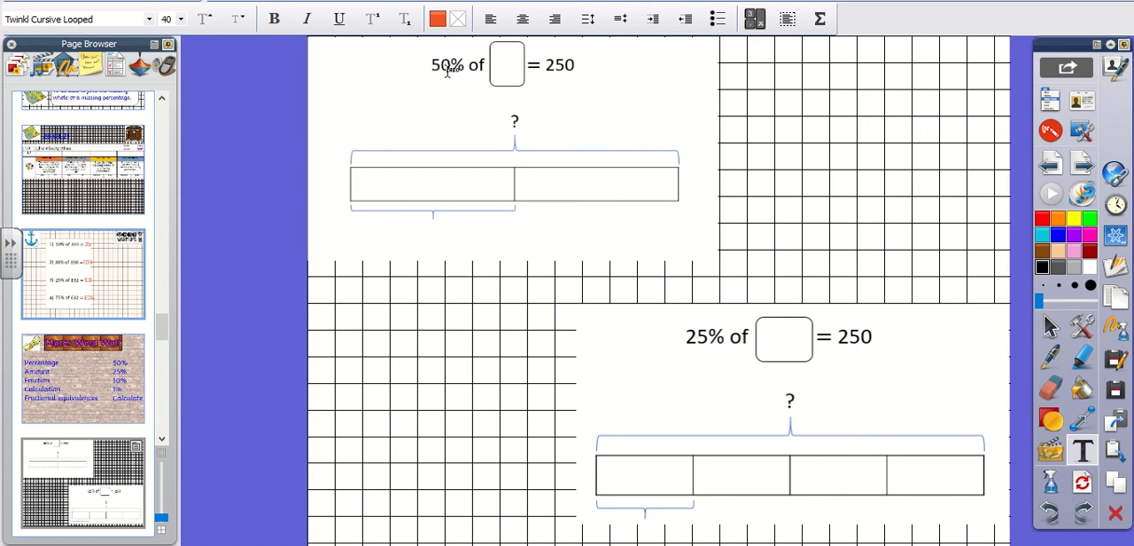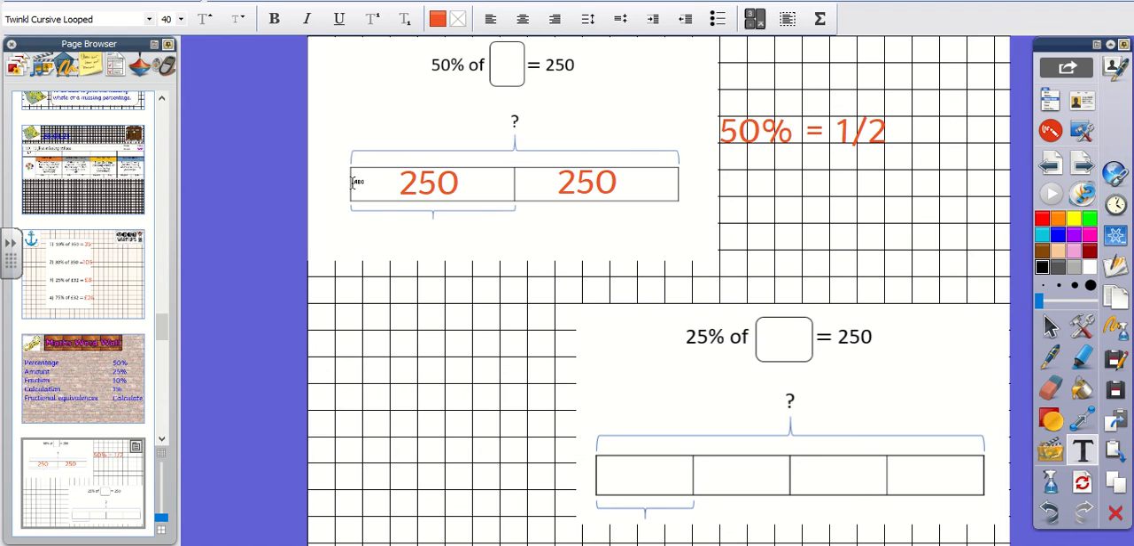So this question says 50% of something equals 250. This bar model here has been split into half, okay? Because we know that 50% equals a half. Now, it's given us that 50% of the whole is 250. So we know that half is 250. Now, because that is equal, we know that this side is also 250.